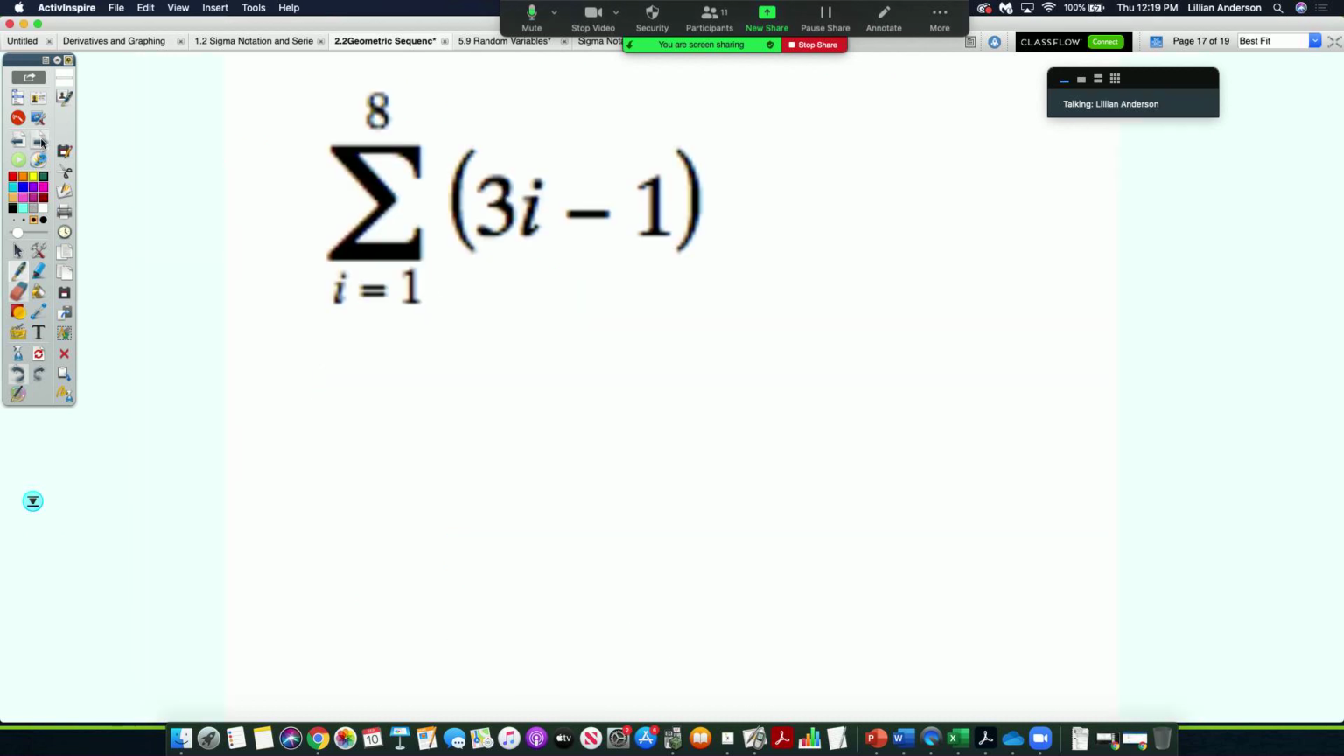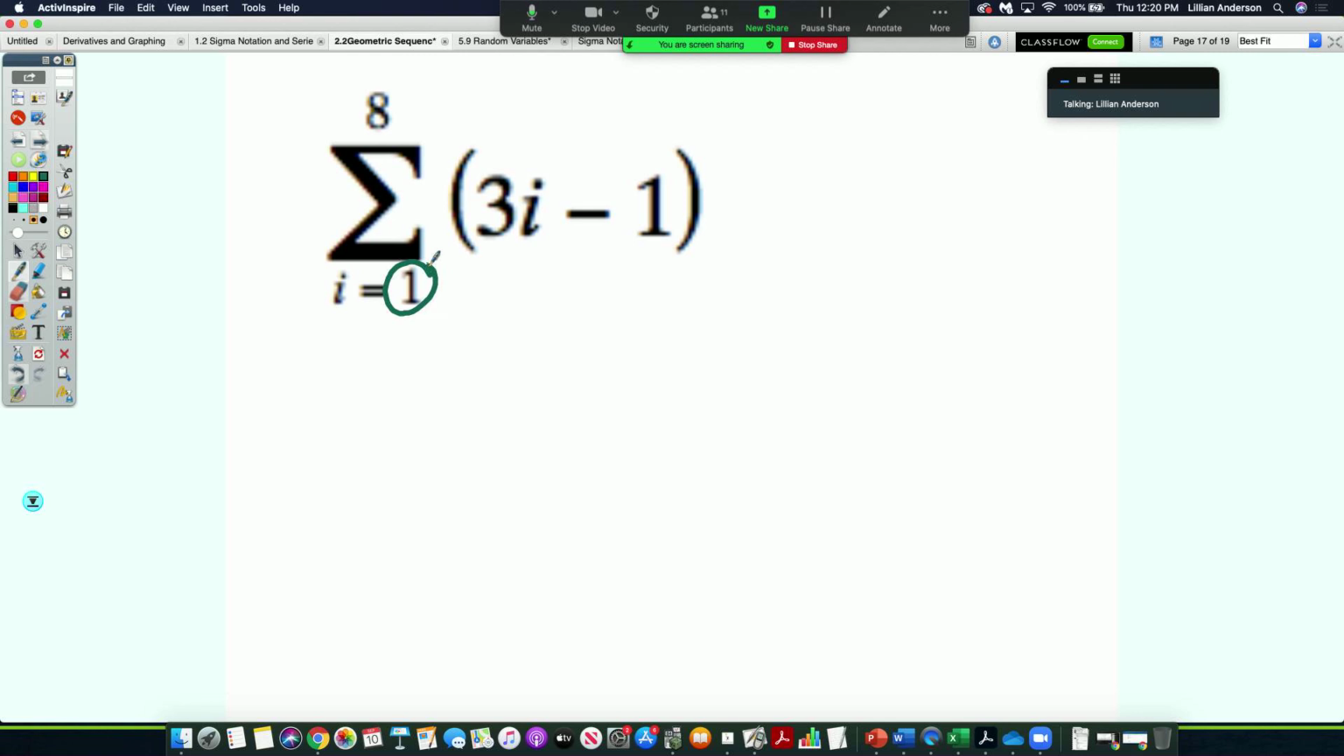Let's take a look at this example right here. Is this arithmetic or geometric? Arithmetic. It's arithmetic. If you ever question it, you can start with the bottom number term and plug in until you start to see a pattern.